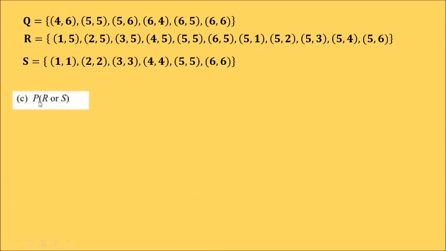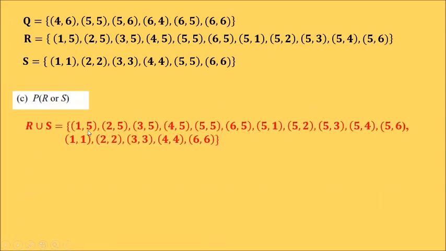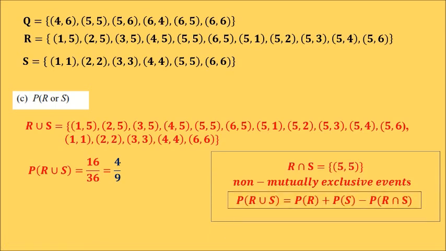C, probability of R or S. Here 16 outcomes for R union S. Okay, R and S are also non-mutually exclusive events. Then we will get the same value of probability.